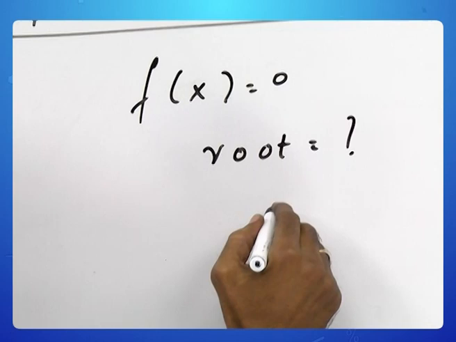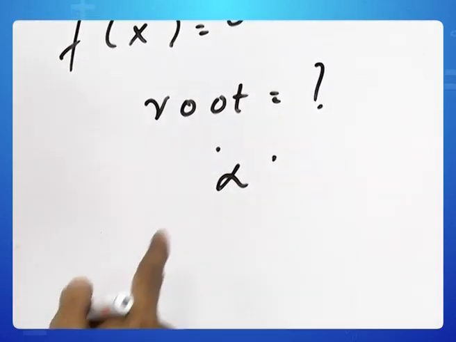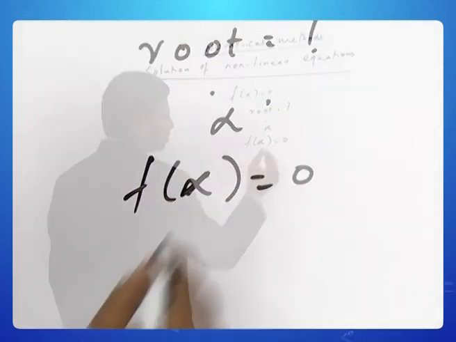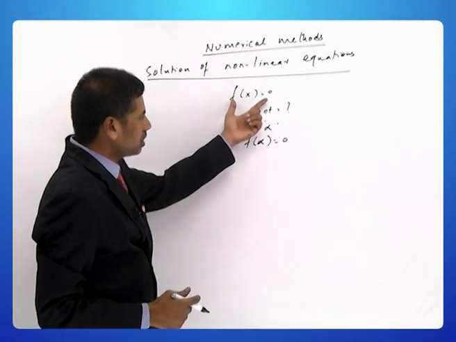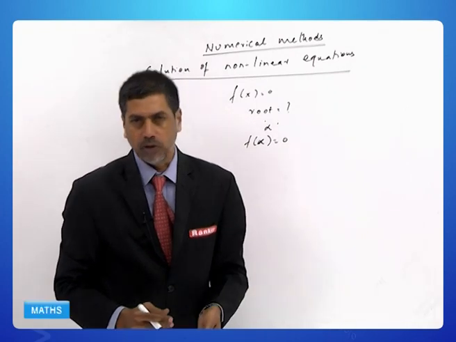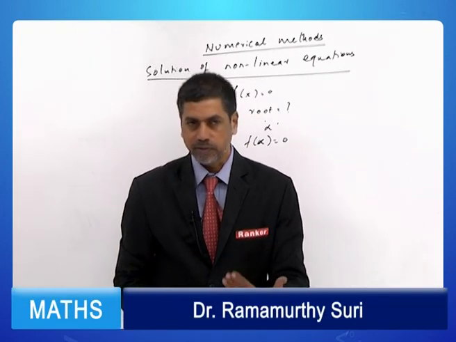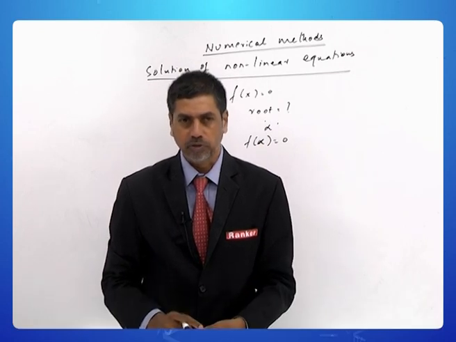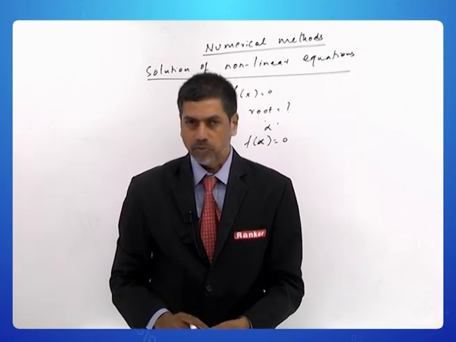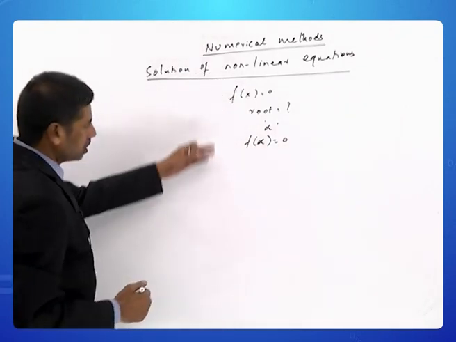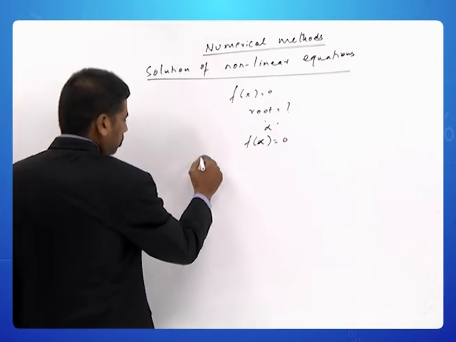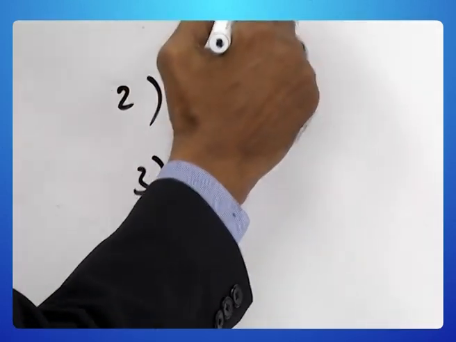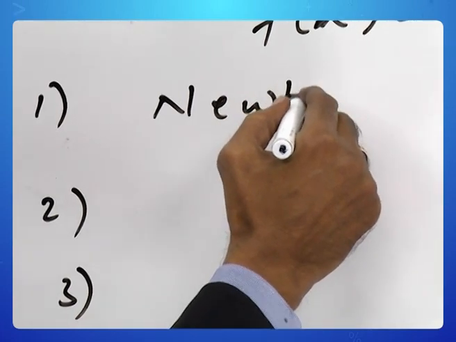If you denote the root as alpha, then alpha will be a root if it satisfies the equation. Of course, because the nature of these equations will not be that easy, you may not have exact methods to solve them. Therefore, by adopting numerical methods, we can get approximations. Normally, when you want to solve a nonlinear equation, you think of some standard numerical methods. The most popular is the Newton-Raphson method.